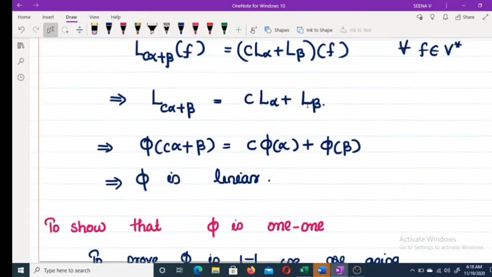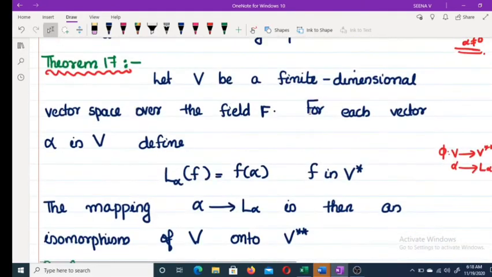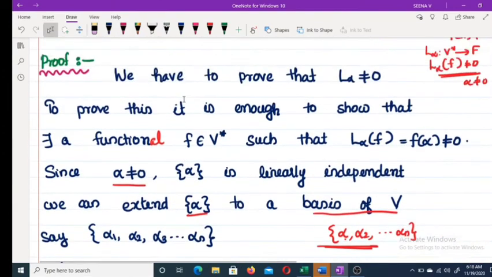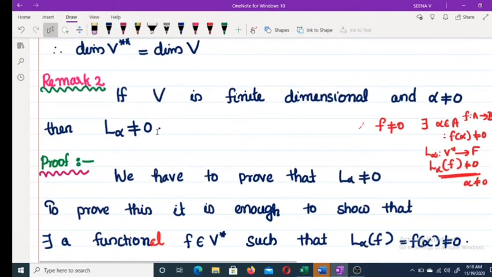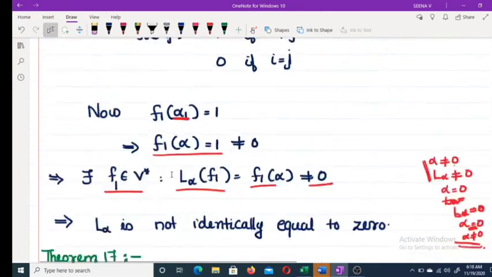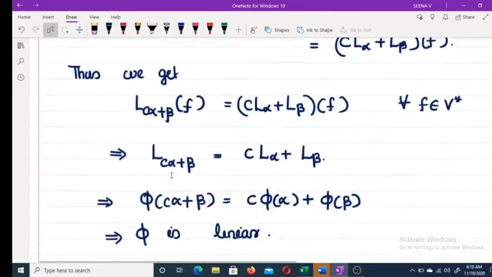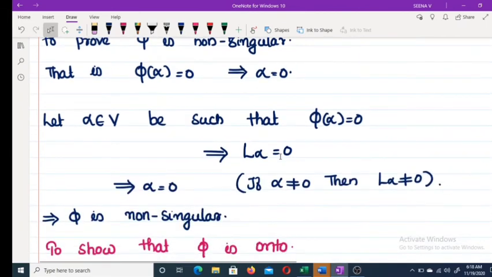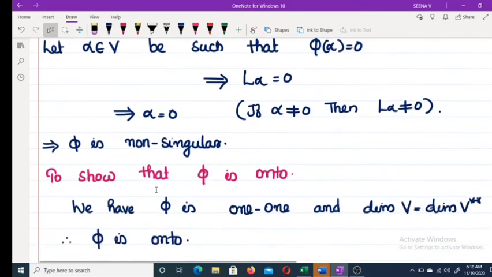Because we have this result. We have already discussed this result. Here we have if alpha not equal to 0, then L alpha is not equal to 0. Therefore if we consider phi alpha equal to 0, then we get L alpha equal to 0, which clearly implies alpha equal to 0, because if alpha not equal to 0, then L alpha must be not equal to 0. Therefore, phi alpha equal to 0 implies alpha equal to 0. This implies phi is non-singular.